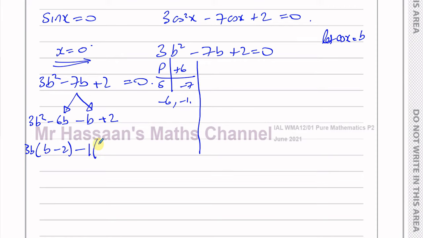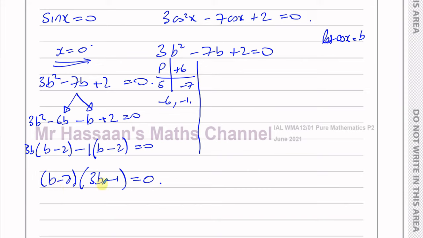And minus 1 times b is minus b, and minus 1 times minus 2 is plus 2. So there's a minus 2 that has to be here, because when you multiply them, you get that. Both of these should say equal 0. Now I can take out the common factor from these two terms, which is b minus 2. And this is 3b minus 1. And then I write that equals 0.